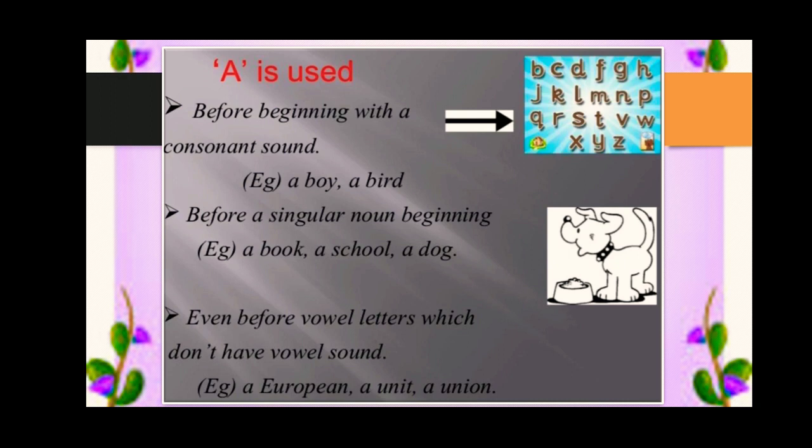As we can see here, we use a European, though the first letter of European is E, but the sound is of Y because it is pronounced Yuropean. And the next example, a unit. So again the sound is of Y. And in the same way we have one more example, a union.